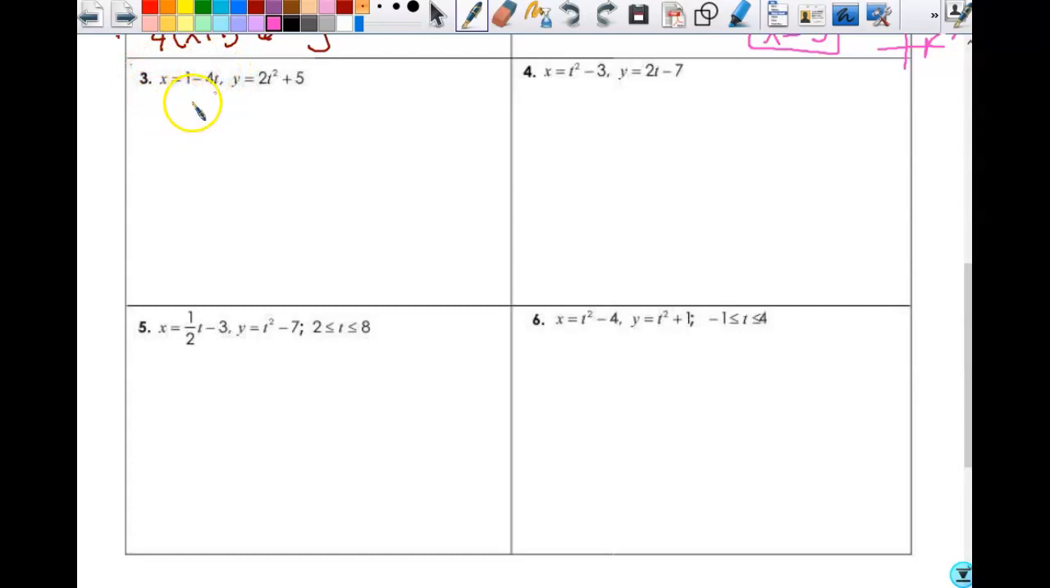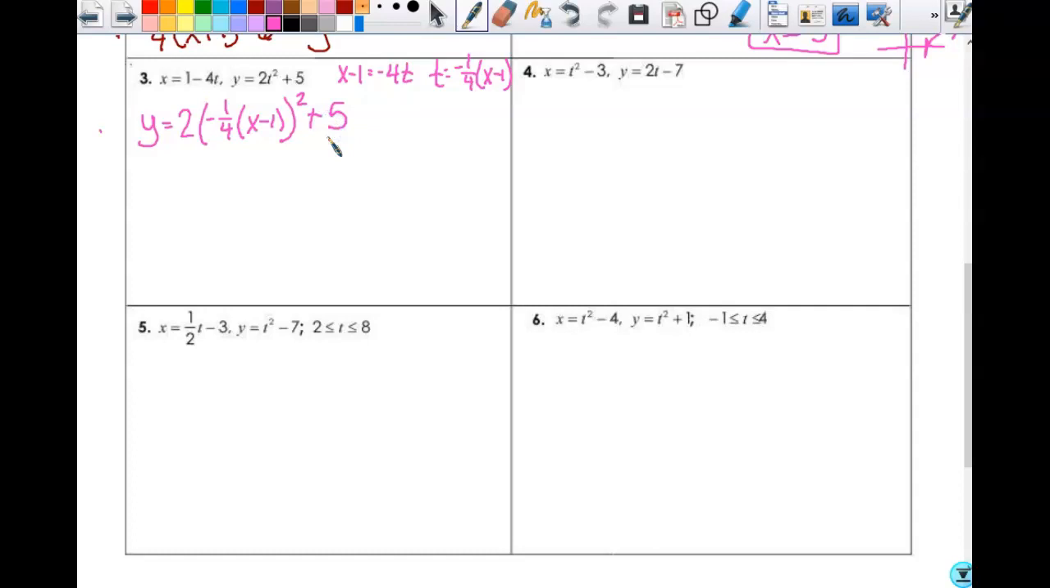All right, so I would solve this one for t. So this is going to give me x minus 1 equals negative 4t. So then I would divide by a negative 1/4. So t equals negative 1/4 times x minus 1. Right. Then I'm going to substitute it in here. So I'm going to get y equals 2 times negative 1/4 times x minus 1 squared plus 5.